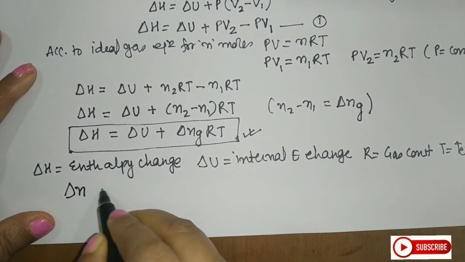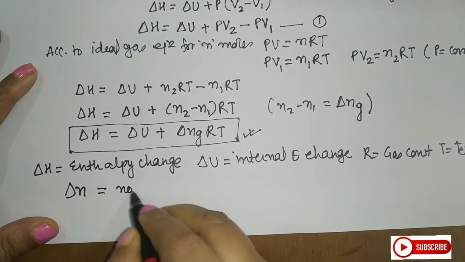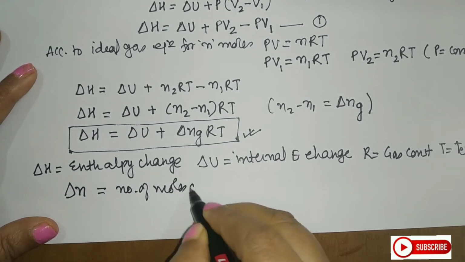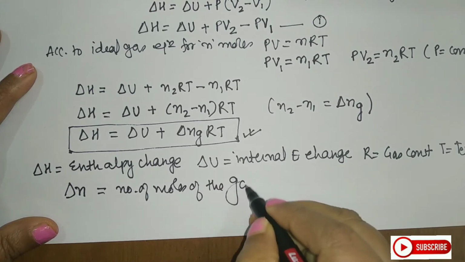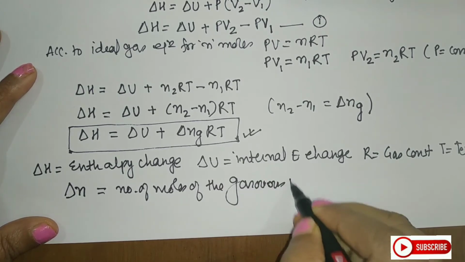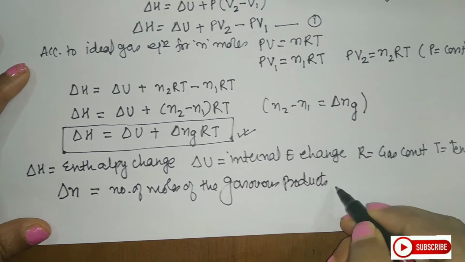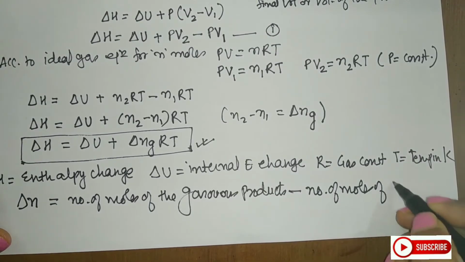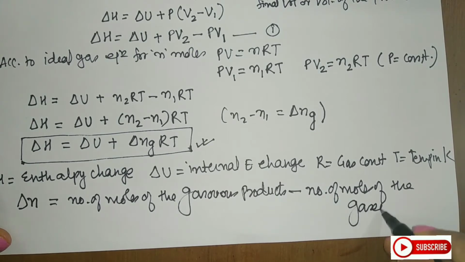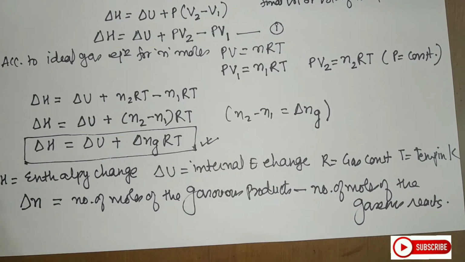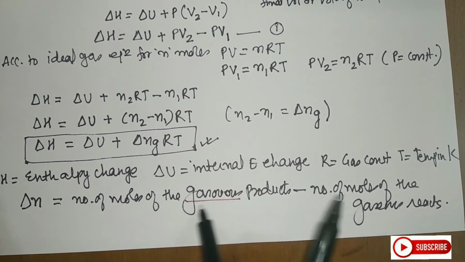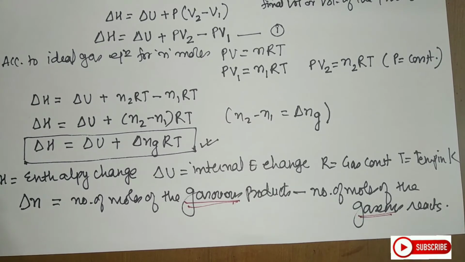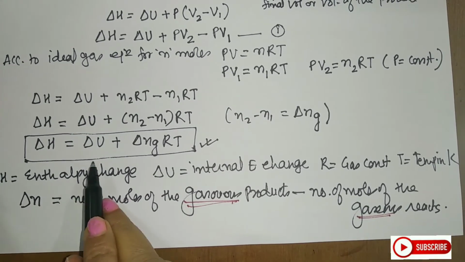Now what is delta N here? Delta N is the number of moles of the gaseous products minus the number of moles of the gaseous reactants. So this is very, very important, students, that it is always the gaseous physical state that you will consider to calculate the delta N. So this is about the delta H and delta U relation.